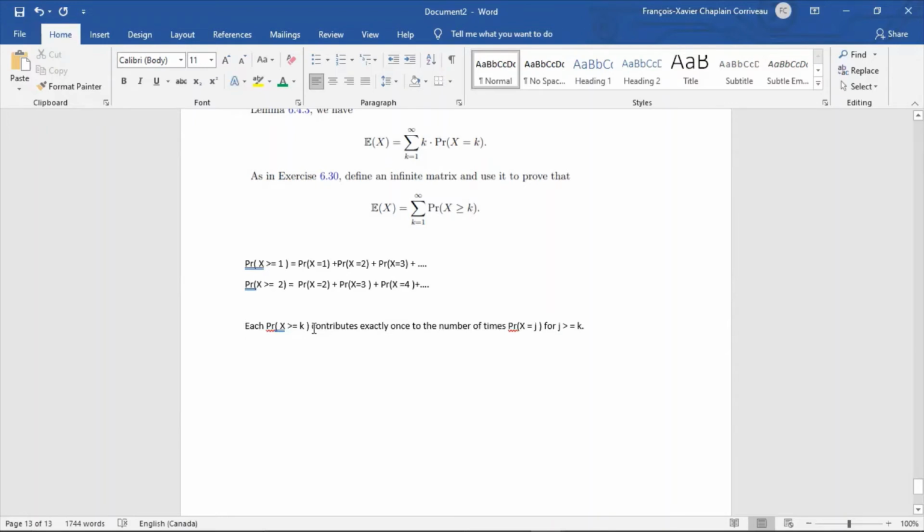It's poorly written, but I think you get the idea. So each probability like this contributes exactly, or increments the number of times it is accounted for in the summation, the sum from k equal to 1 to infinity of the probability that X is greater or equal to k.